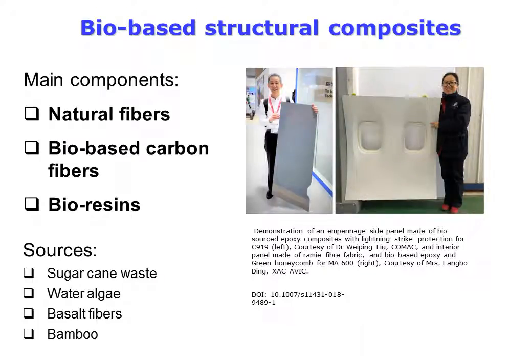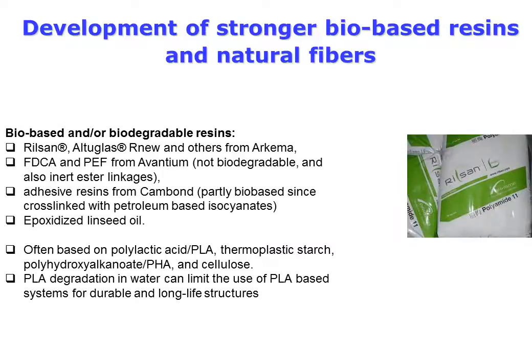Bio-based structural composites. The composites made from natural fibers and bio-based resins can potentially replace the common glass fiber composites. Sustainable composites should include bio-based, recyclable resins. Several companies and groups developed bio-based and/or biodegradable resins, among them Rilsan, Altuglas, and others from Arkema, FDCA and PEF from Avantium, adhesive resins from Cambond, and so on.